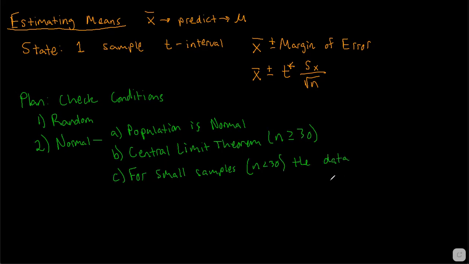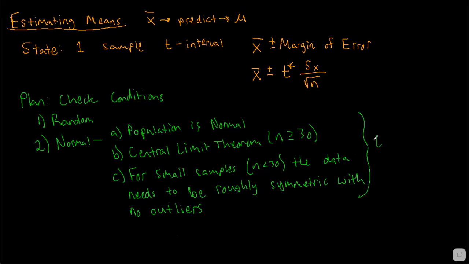the data of that small sample needs to be roughly symmetric with no outliers. No blatant, obvious outliers. Nothing that clearly doesn't belong. And again, if these conditions are met, we're not using a normal distribution.